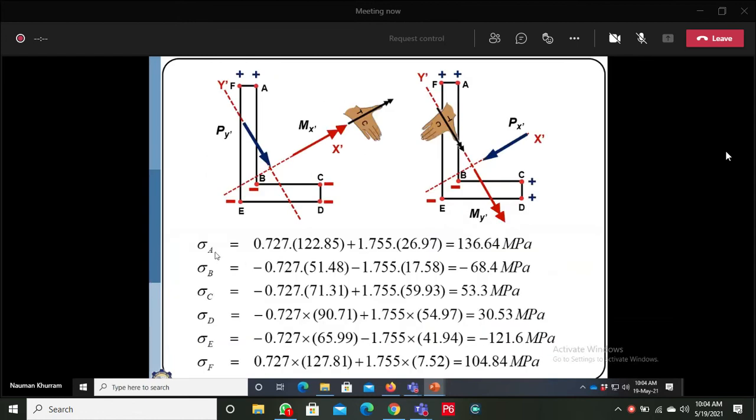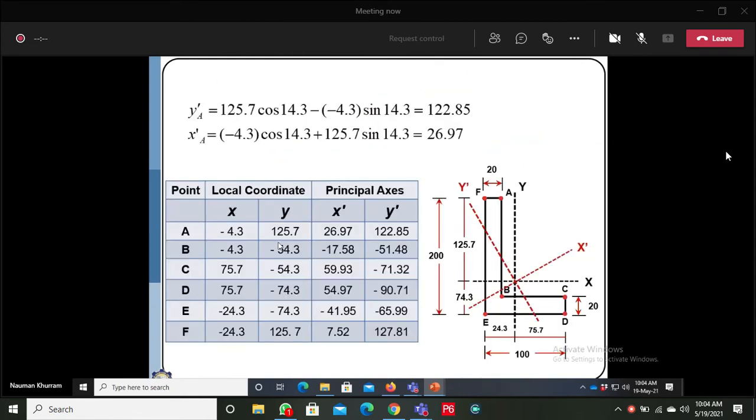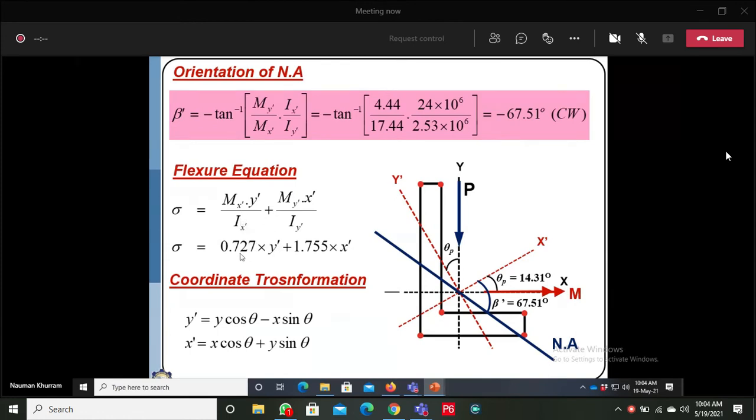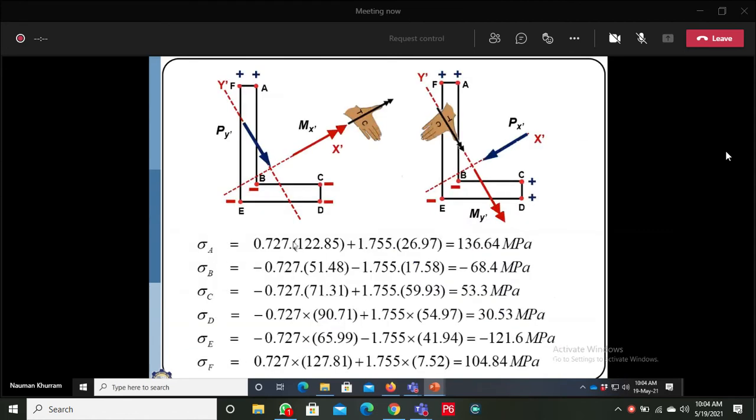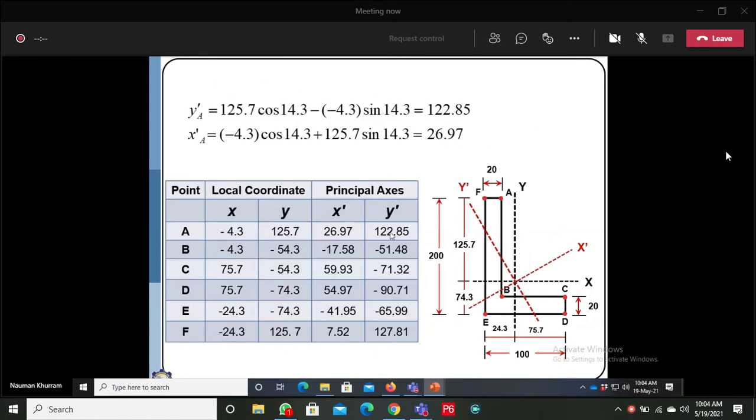Now I want to compute the stress at points A, B, C, D, E and F. Here I have shown two diagrams for the sign convention. This parameter Mx bar over Ix bar is 0.727, and My bar over Iy bar is 1.755. If I want to compute the stress at point A, YA is 122.85 and XA is 26.97.